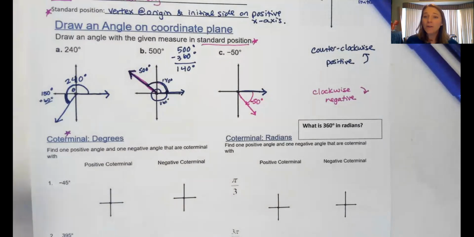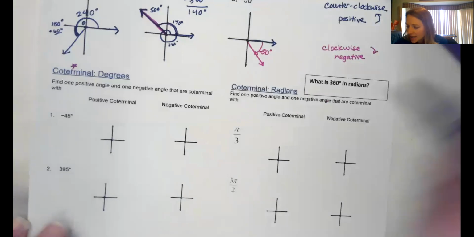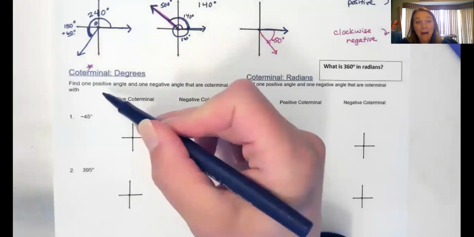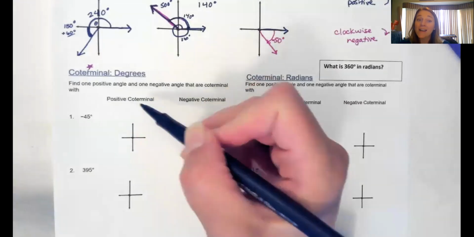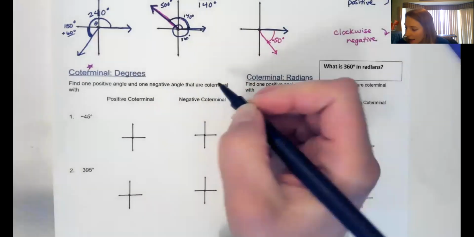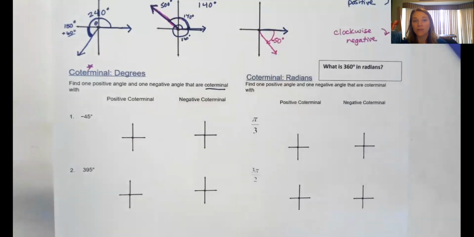Same thing here, different angles, different paths around as we were rotating, but our terminal side ends in the same spot. So when we take a look at this one, it says we have negative 45 degrees. It wants us to find one positive angle and one negative angle that are coterminal. And remember, coterminal has this terminal, meaning it's going to have the same terminal side as we go around the circle. We'll have the same sort of ending ray.